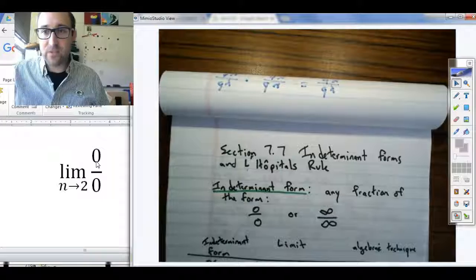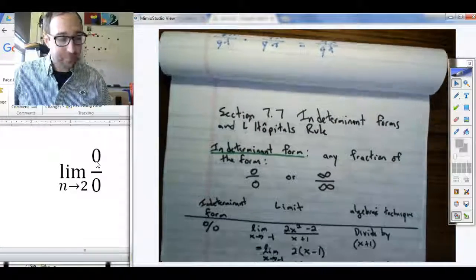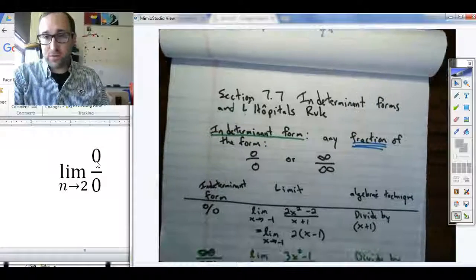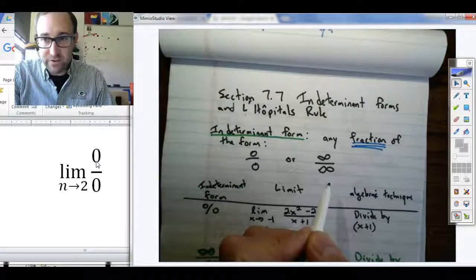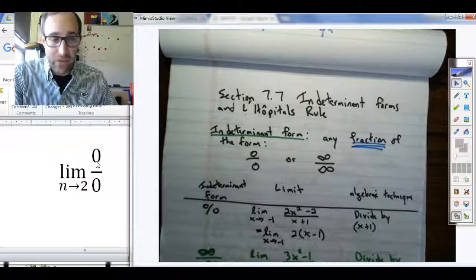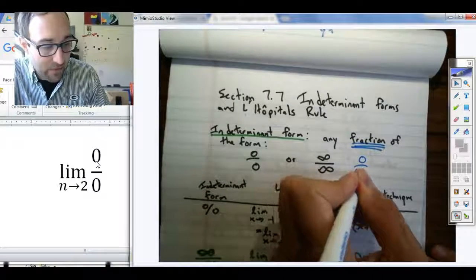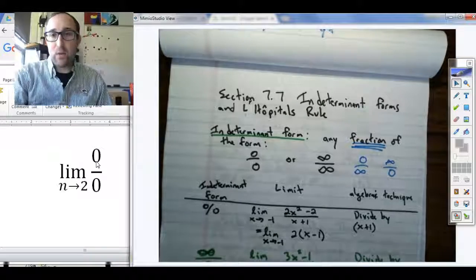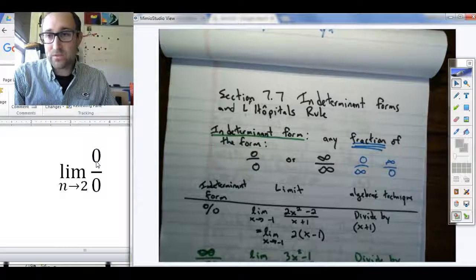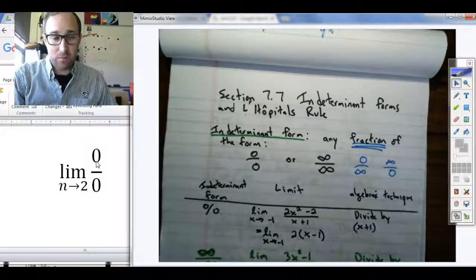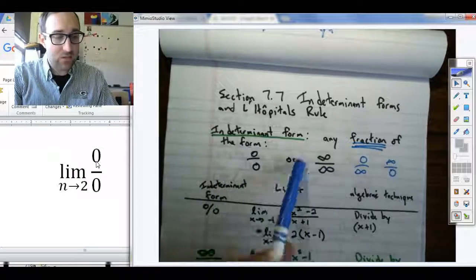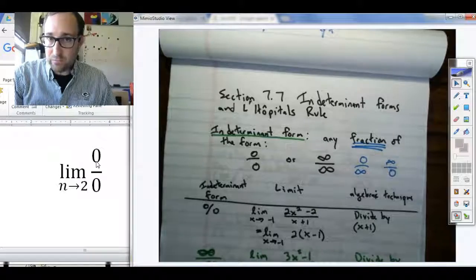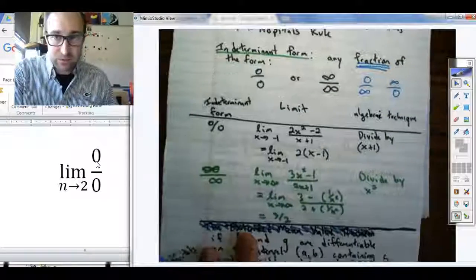So we have several things called indeterminate forms, and they have to be fractions. It's any fraction of the form 0 divided by 0, infinity divided by infinity, or any combination. So I could have 0 divided by infinity, or infinity divided by 0. Any one of those possible outcomes is going to give us a problem. So if you have any limit in this form, you're not going to be able to solve it until now. Okay, so let's look at some of these indeterminate forms.